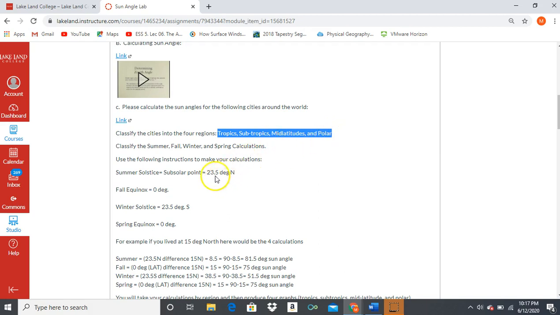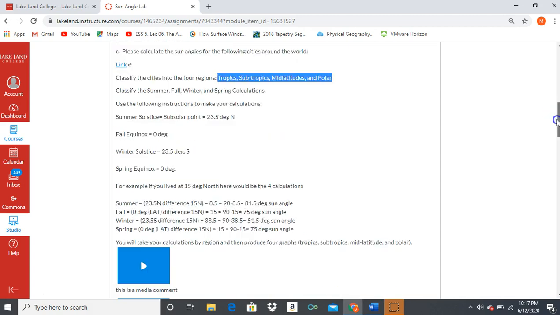The key thing to remember is the sun's rays do migrate with the seasons, and the key to understanding how to calculate the sun angle, as it's demonstrated in this video, is we really need to know where the subsolar point is, which is where the sun strikes directly overhead. By definition, the summer solstice is when the sun strikes overhead at 23.5 degrees north. Fall equinox is when the sun strikes overhead directly at the equator at 0 degrees. The winter solstice is when it strikes at 23.5 degrees south, the Tropic of Capricorn, and then on the spring equinox, the sun's direct rays are over the equator.